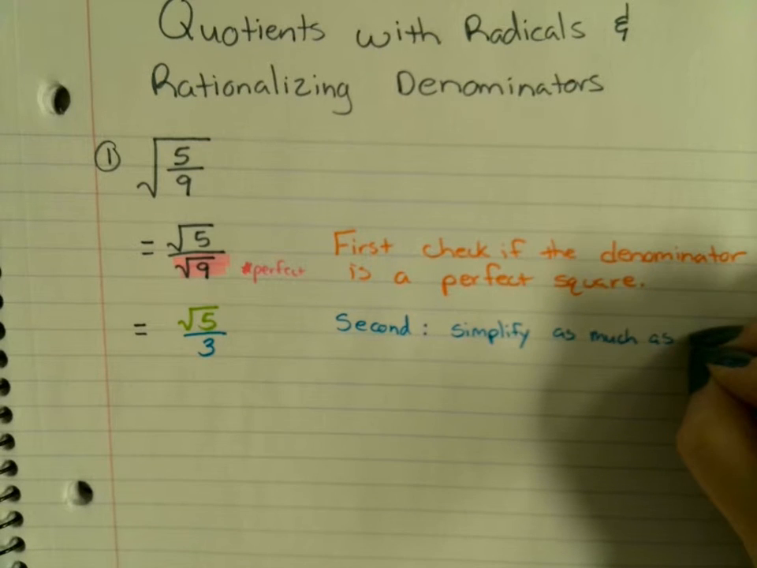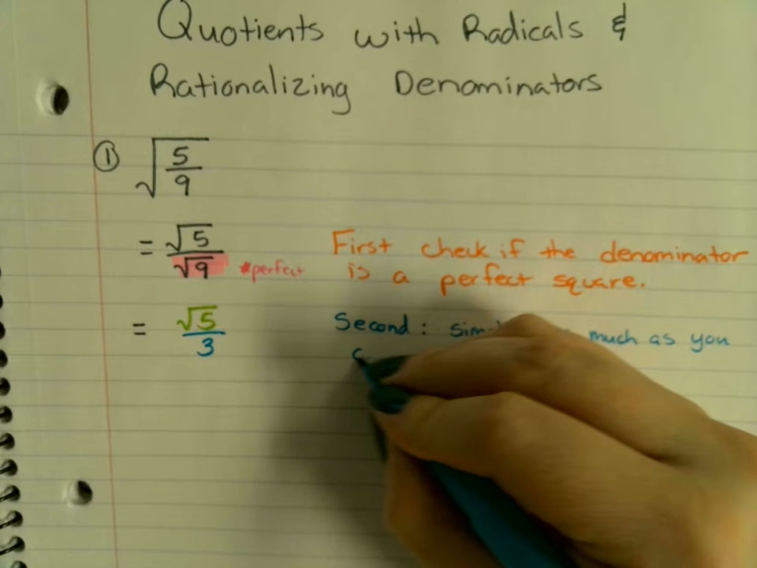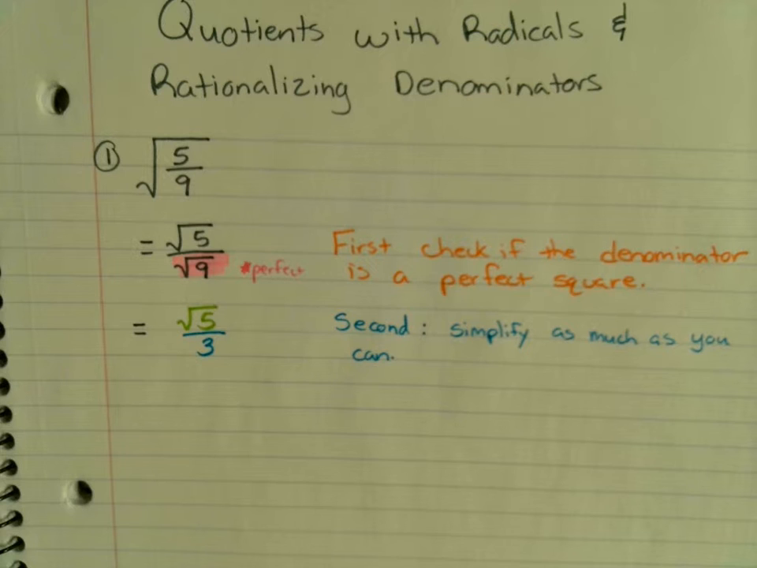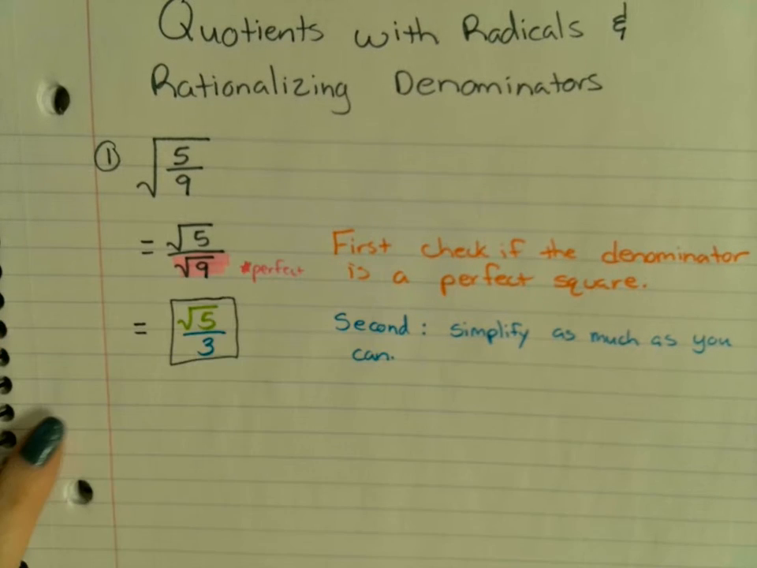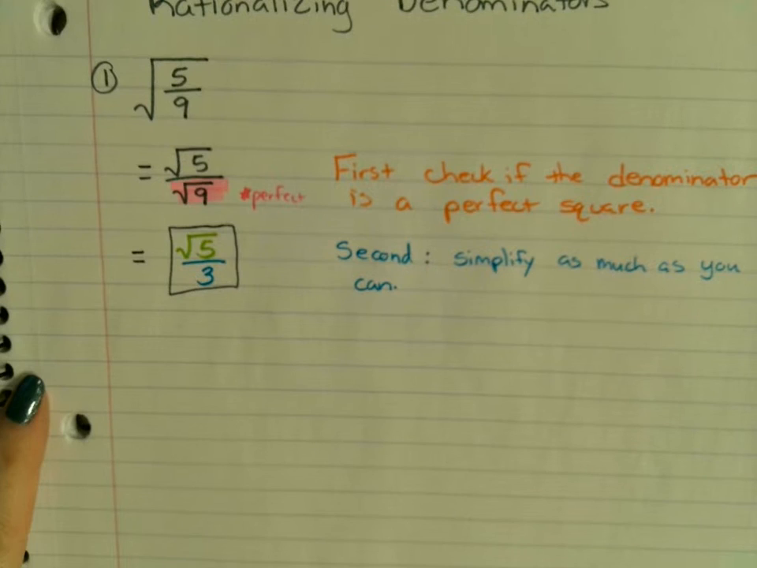Okay, if you can simplify, you simplify. If you can't simplify, then that's your final answer: square root of 5 over 3. Okay, let's take a look at another problem.